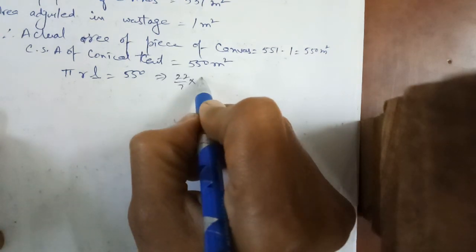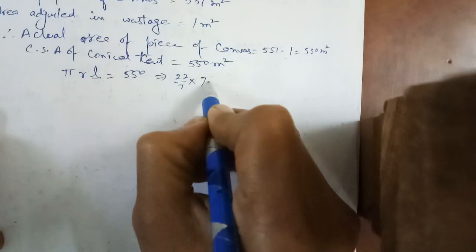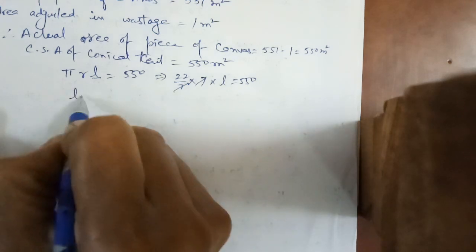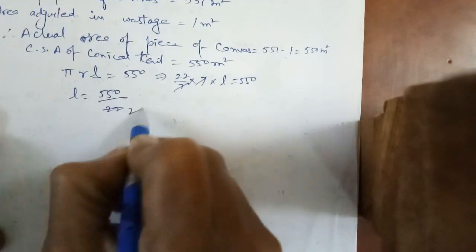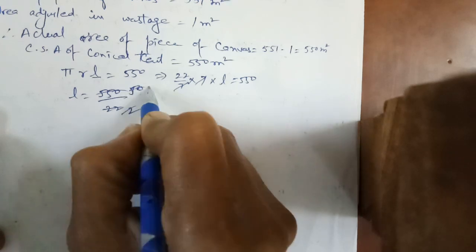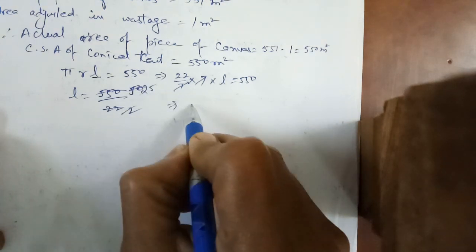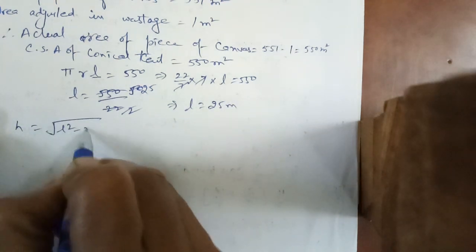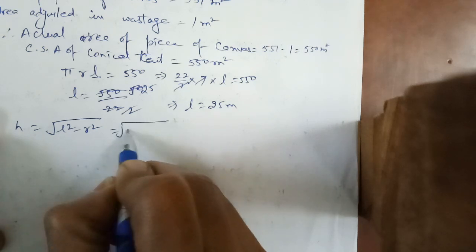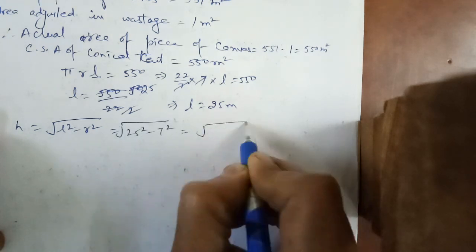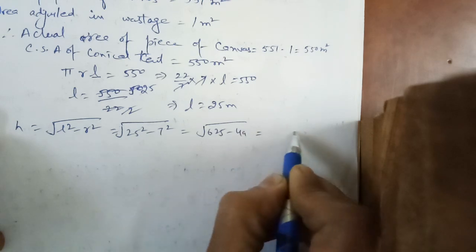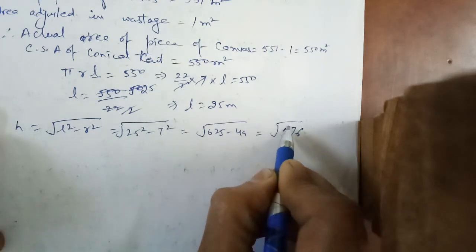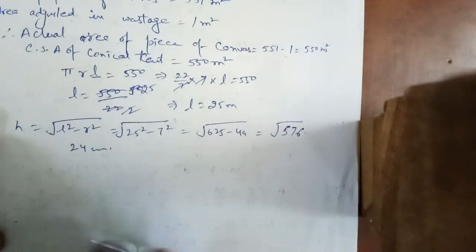22 by 7, r is 7, and L is equal to this. 7 and 7 cancel, and L is equal to 550 by 22, that is 25. L is equal to 25 meters. Then H is equal to root of L square minus R square, that is root of 25 square minus 7 square, root of 625 minus 49, that is 576. Root of 576 is 24 meters.